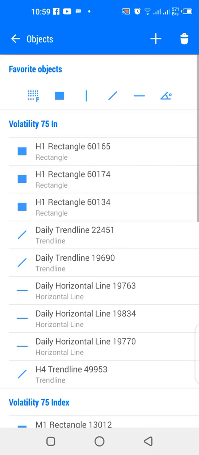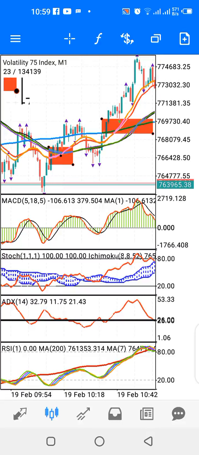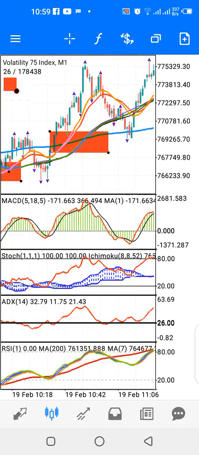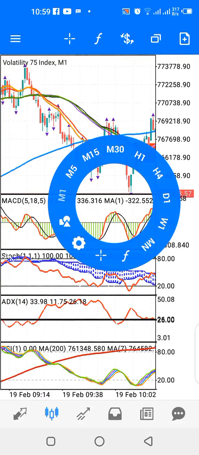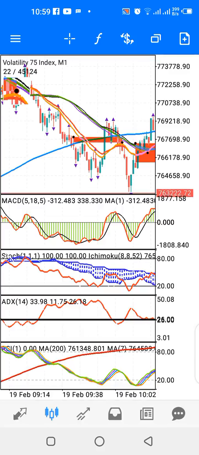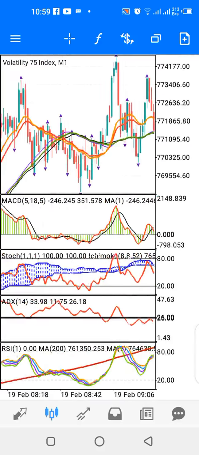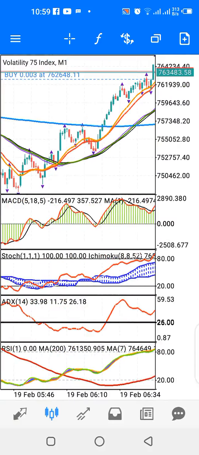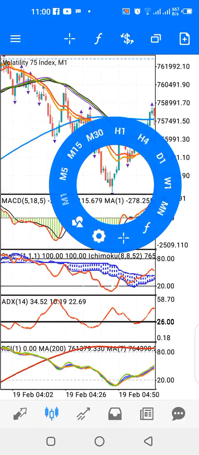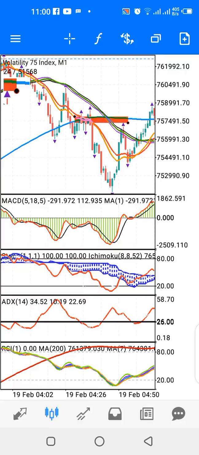Now here you have a bullish trend change where all the lines cross above the blue line. Here you have a bearish trend change, but it did not last. Okay, and the bullish trend continues. All right, here we have a bullish trend change. Here you have a bearish trend change.